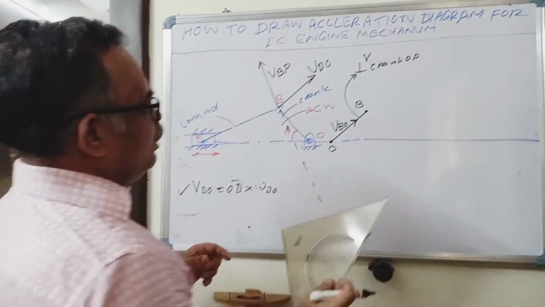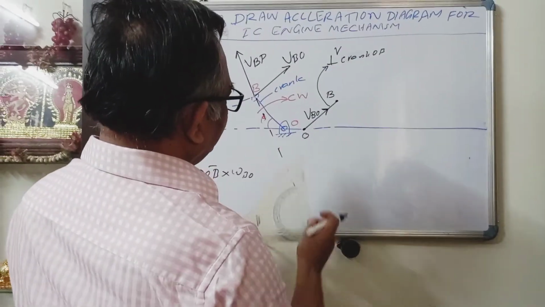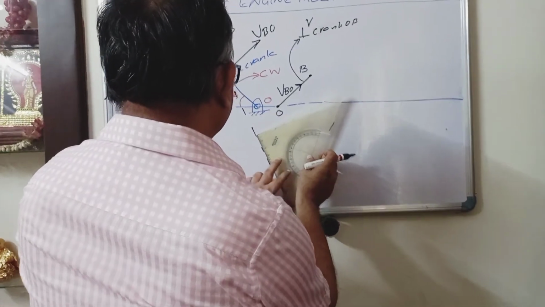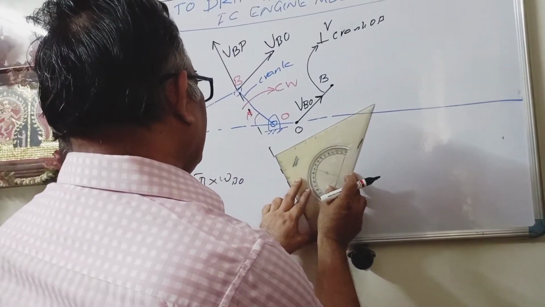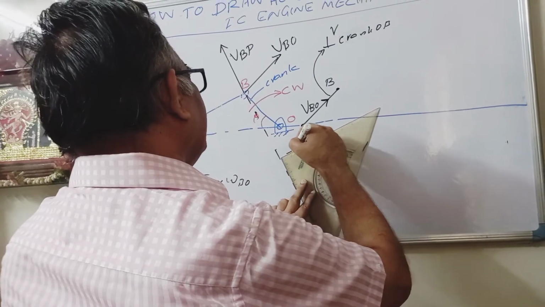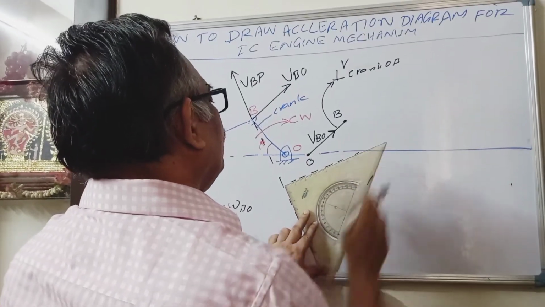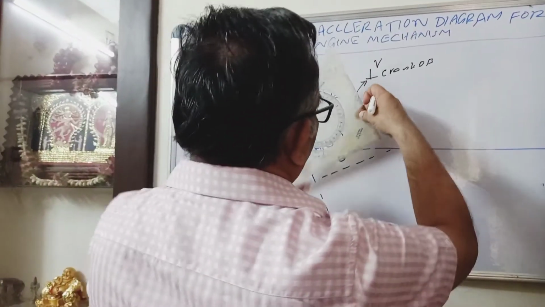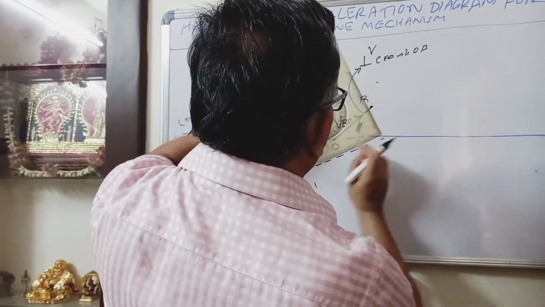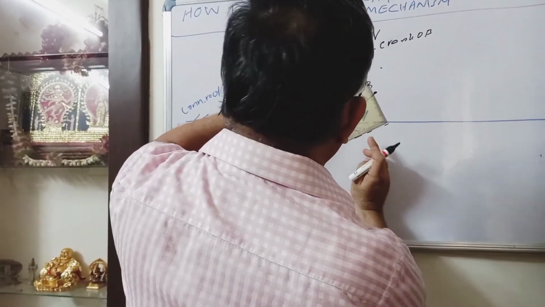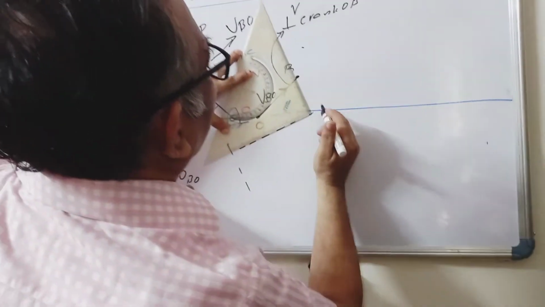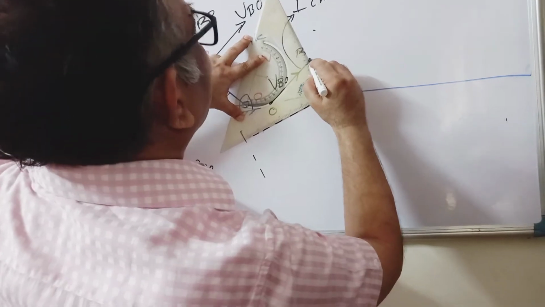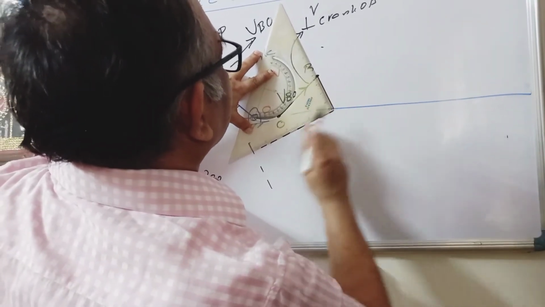Then what we'll do? Keeping this perpendicular to this, we'll draw another line like this, right? Now we have to keep it coinciding with this line and finish this particular vector. So it will be like this, right?